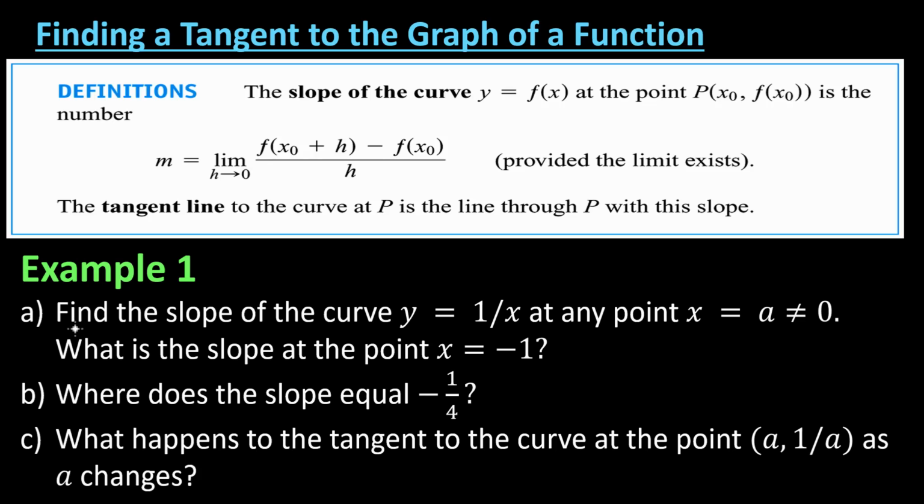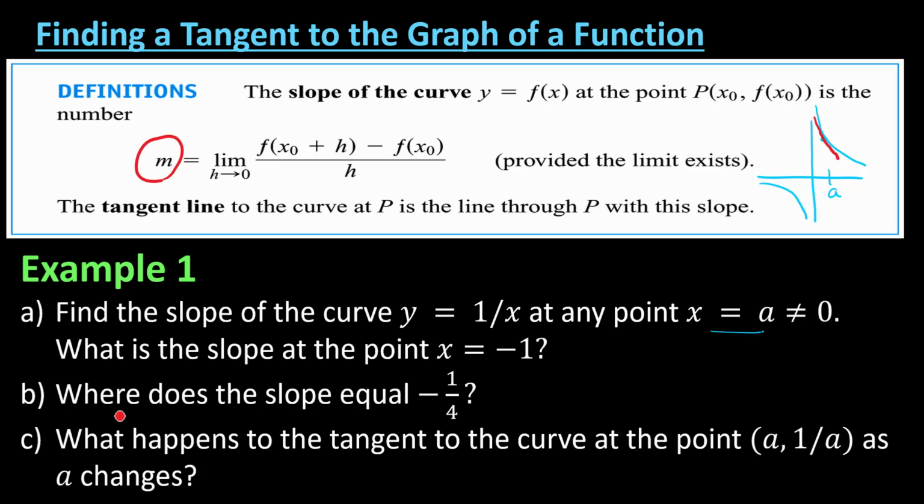So example 1, find the slope of the curve y equal to 1 over x. What does that look like? You've got the curve 1 over x, and it's at the point x equal to a. So x equal to a is just any number. Let's say that's a. Let's say that's the line tangent to the curve. What's that slope? That slope is this number m.